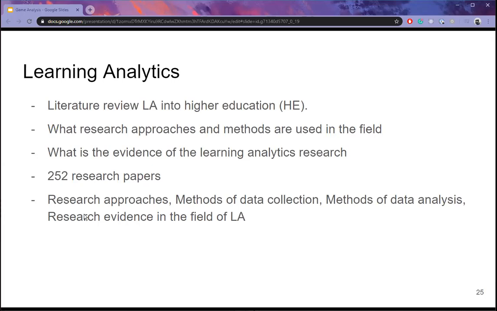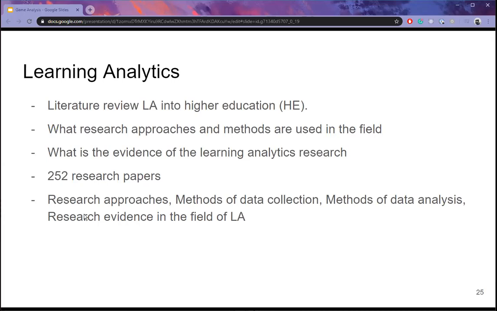So, learning analytics. I chose a paper that is a literature review of learning analytics in higher education. It usually talks about what is happening right now in the research field and what the evidence is of learning analytics research working. They searched 252 research papers. The research approaches were methods of data collection, methods of data analysis, and research evidence in the field of learning analytics.